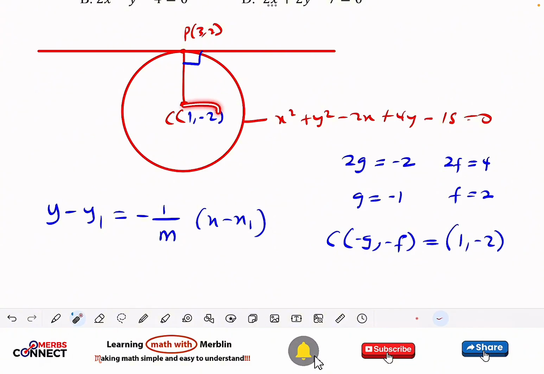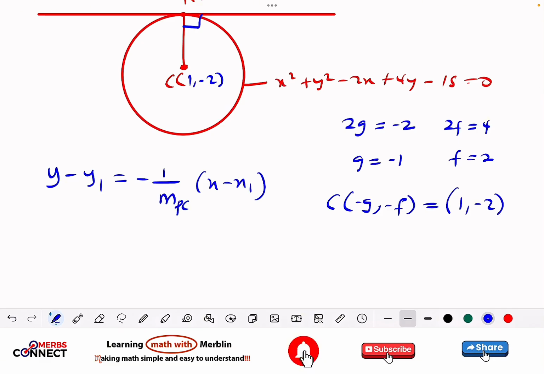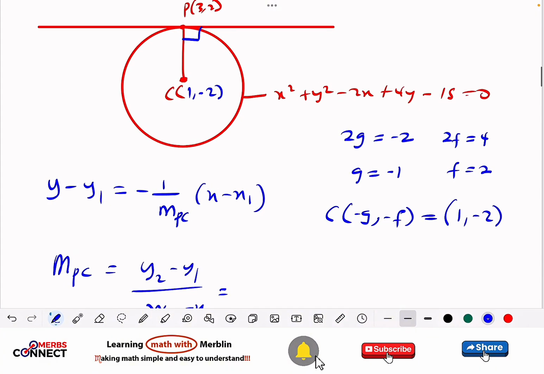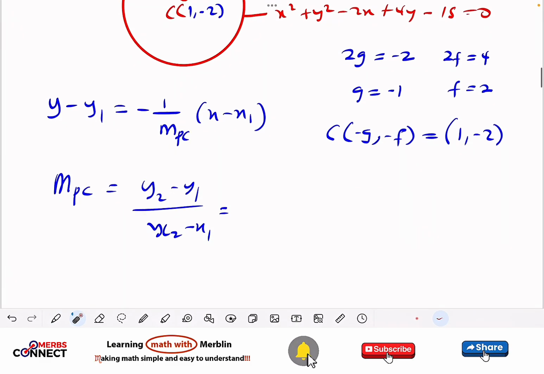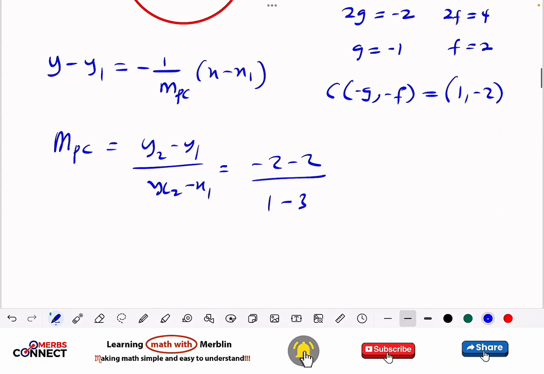So now let's use the center and this point to find the slope. So let's find the slope of PC. Slope of PC, we know, is change in y over change in x. So let's do that. If I'm using this one as my x2, y2, I'm going to have minus 2 divided by 1 minus 3. So this is minus 4 divided by minus 2, and this is going to give us 2. So this is the slope.